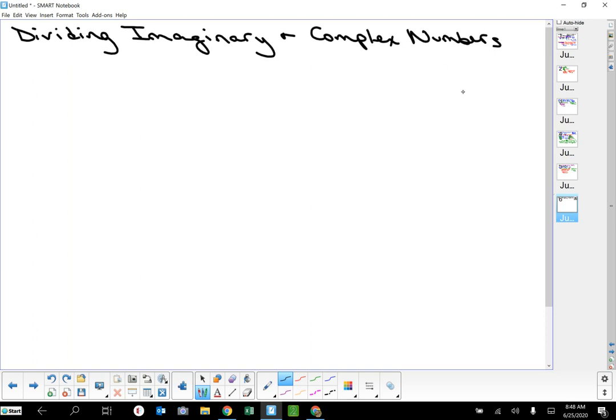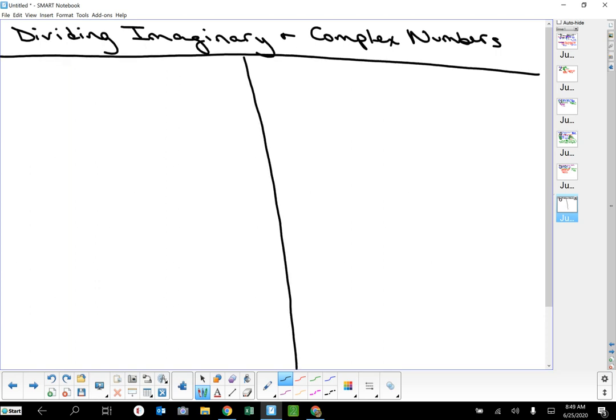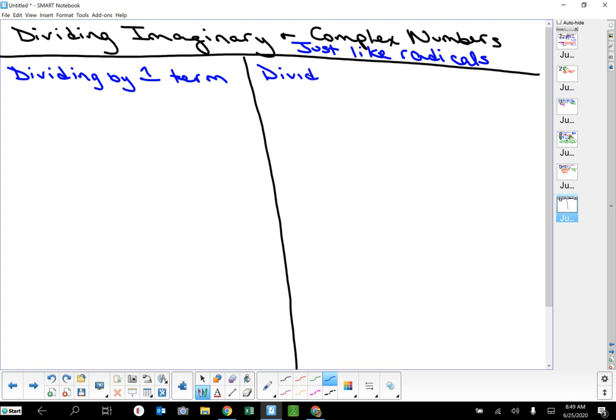And to do this, I want you to split your page into 2 parts. And first, we're going to remember how we dealt with radicals, because these are handled just like radicals. Okay, so we're going to do those first. So this is kind of a remember. What if you are dividing by 1 term or dividing by 2 terms?